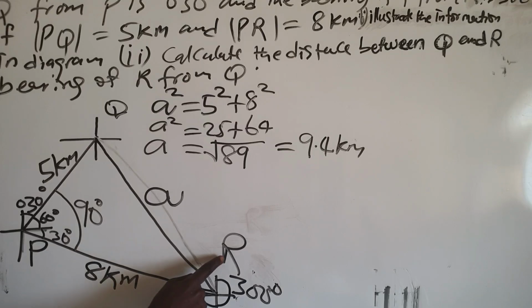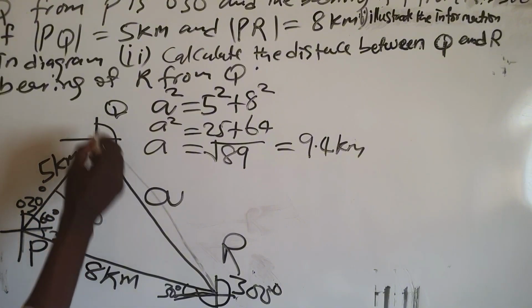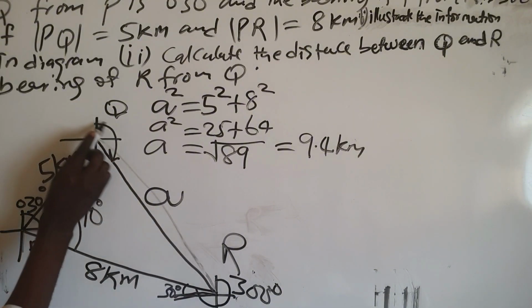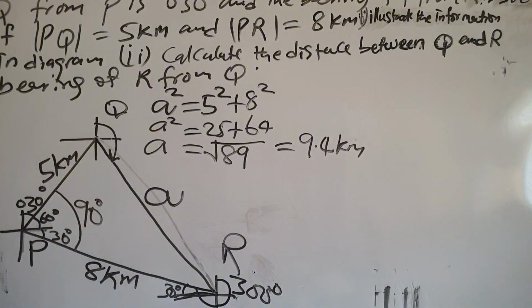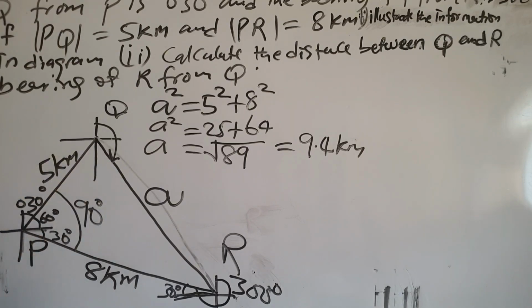Okay. Now the final question, which says that we should find the bearing of R from Q. The bearing of R from Q, meaning they are asking us here for the bearing of R from Q. This is Q. So they're asking us for the angle between here and here. Now from here to here is 90. Then we check the remainder of this one to add it to 90. Before we can do that, we're supposed to find the angle here to know whether we can get it.